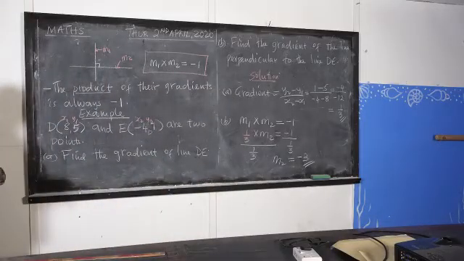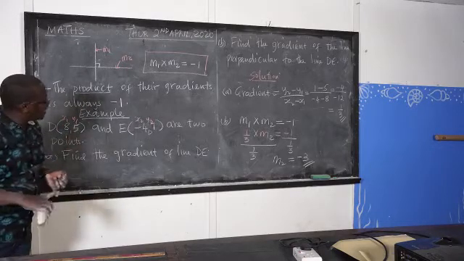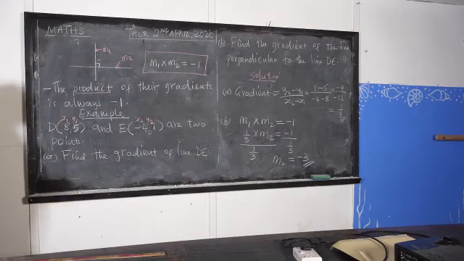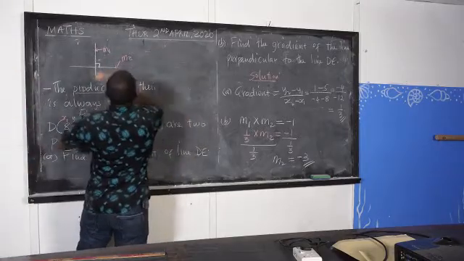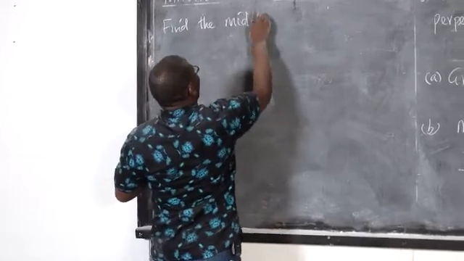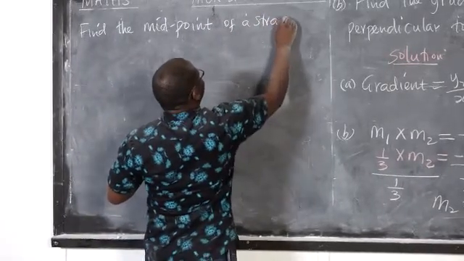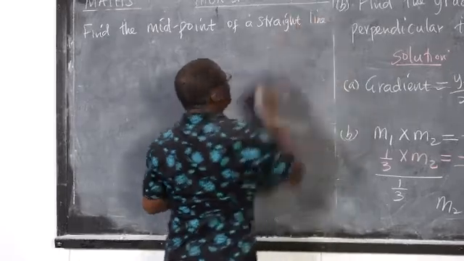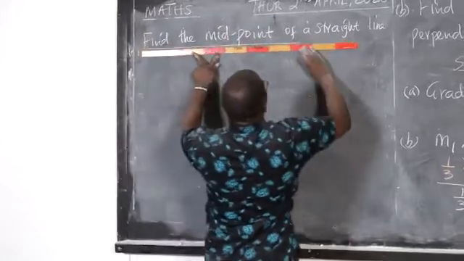So far, that's fine. We've talked about gradients of parallel lines and gradients of perpendicular lines. So we are going to move on to see how to find the midpoint of a given line segment. I think that's our second last objective, if you can still remember. Finding the midpoint of a straight line.